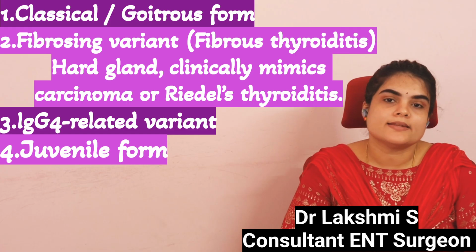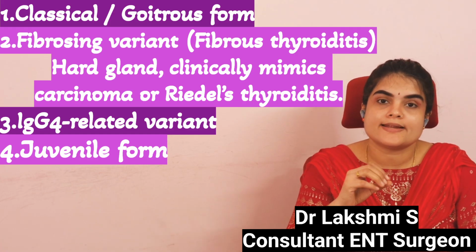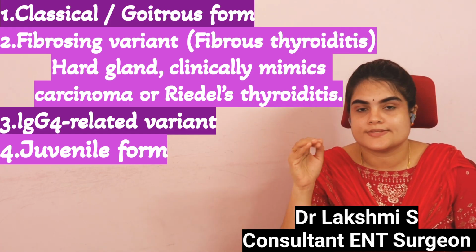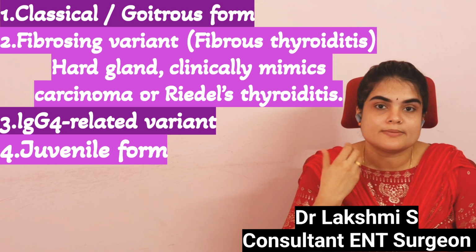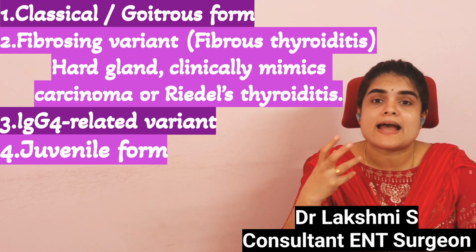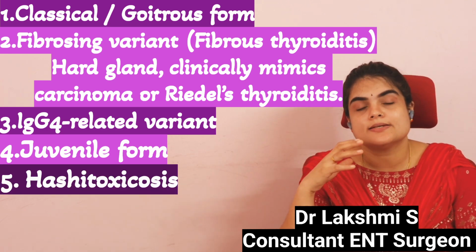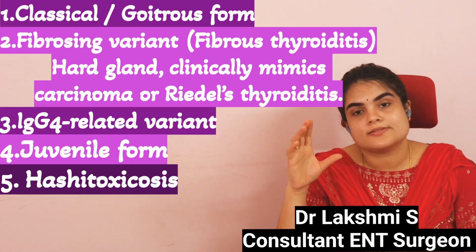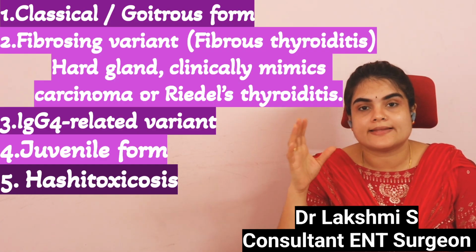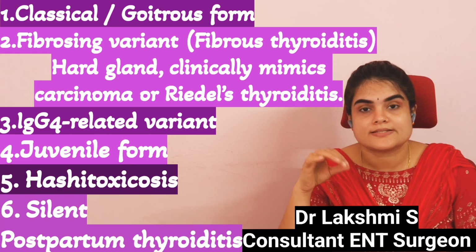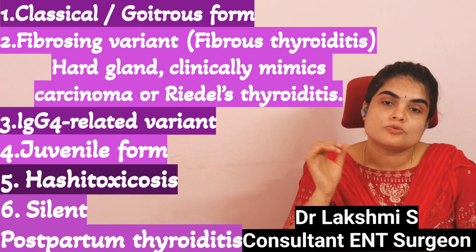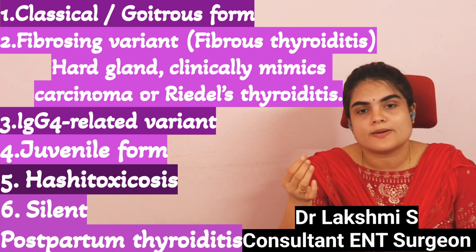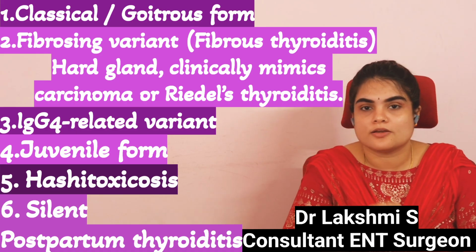Juvenile form is seen in children. It occurs at less than 11 years of age, and the mean age is 8 years. It usually presents with a painless thyroid swelling. Then you have hashitoxicosis, the form that presents with thyrotoxicosis or hyperthyroidism. Then you have another variant known as silent thyroiditis or painless thyroiditis. This can be seen postpartum also. Usually this is self-limiting. Postpartum thyroiditis occurs within 1 year of delivery.